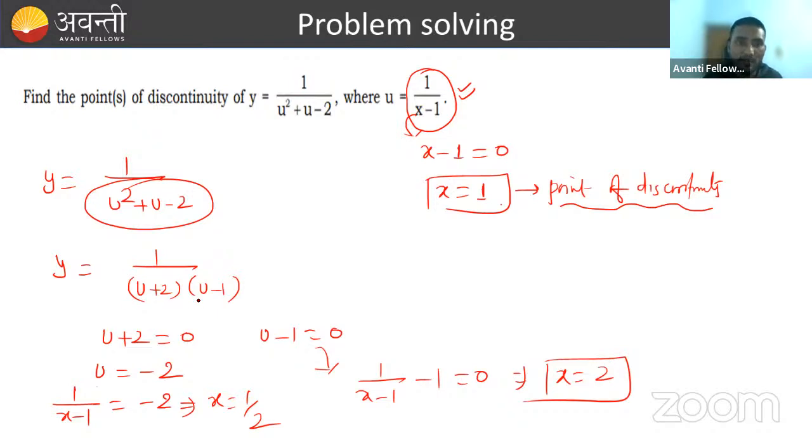After that, this can't be 0. After solving this, we have got two other points. So what are those points? One is 1 by 2, the other one is 1, and the third one is 2. So these three are the points of discontinuity. Is it clear, everyone?